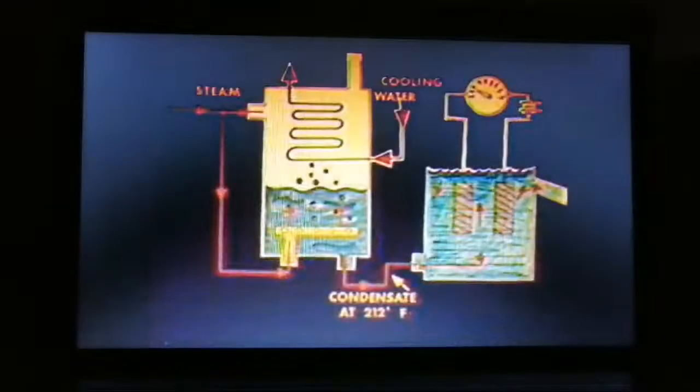Now, since conductivity changes with temperature, most conductivity instruments are compensated for changes in sample temperature, or like this unit, they reheat the sample to maintain a constant cell temperature.